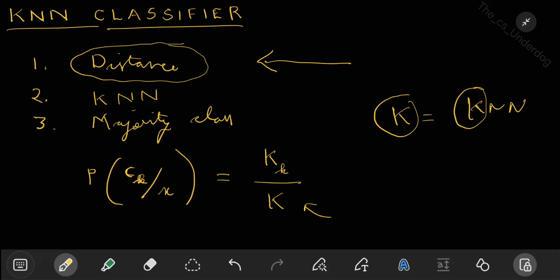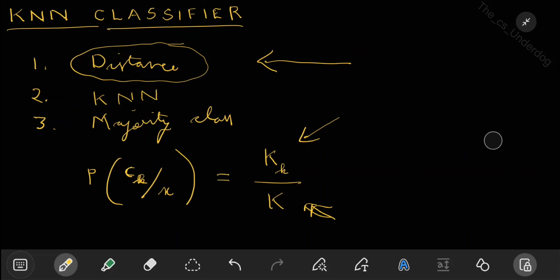Why is it? Because in KNN, if I'm saying I want 5NN, that means for each classification, I'll be considering 5 nearest neighbors. So whatever k I'm choosing in KNN, that is the k that comes in the denominator. So if I'm using 5NN, then 5 is the denominator. And what is this kk? Kk is the number of points in that 5 that belong to class k.